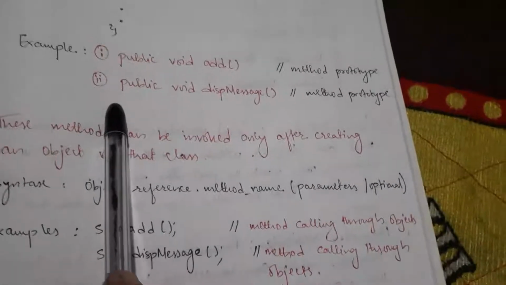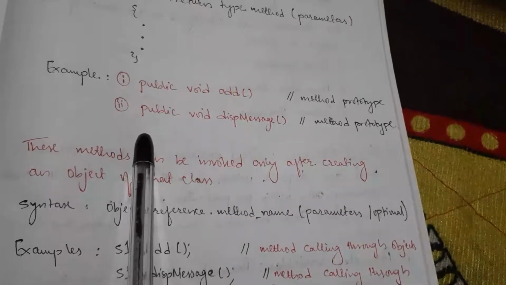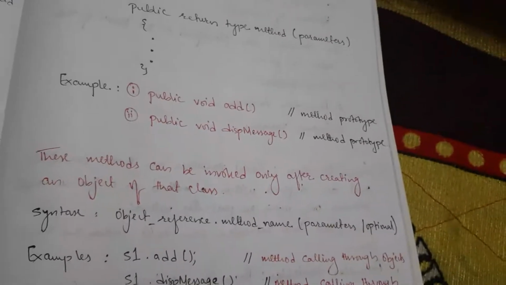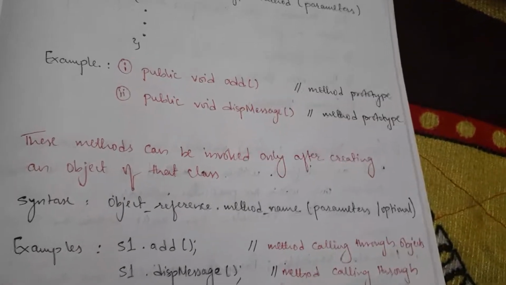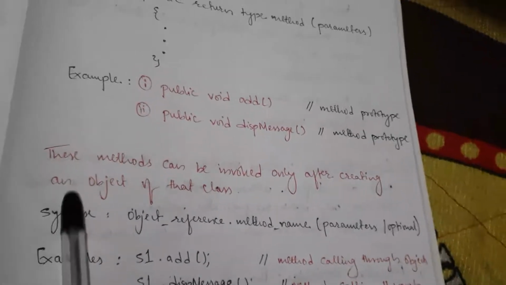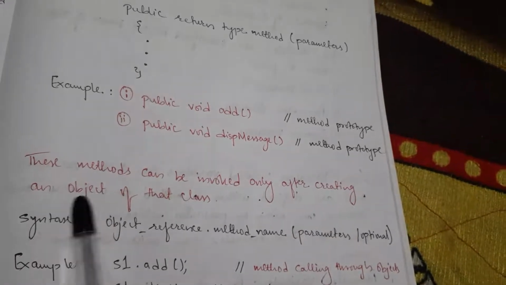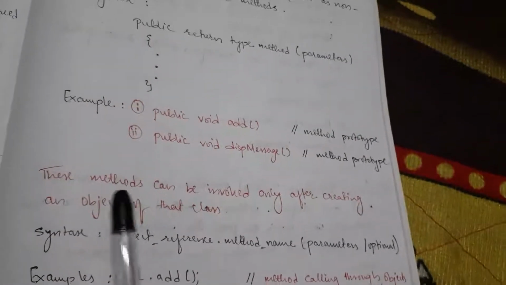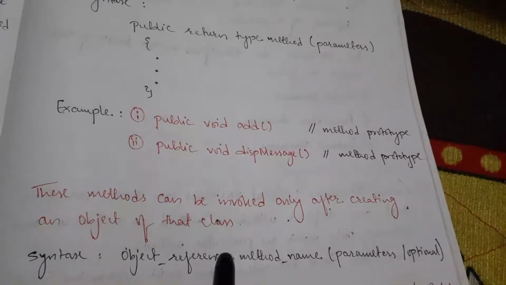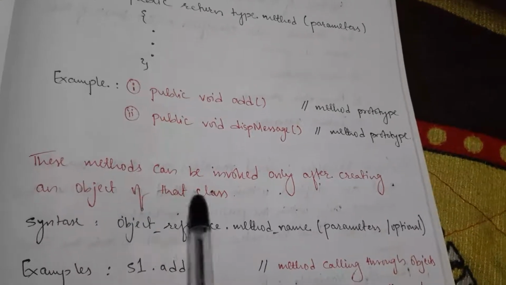Now for the non-static method, what we have to do usually is create the object for the particular method, and we have to invoke the method also. All right, by creating the object we have to call the member or the methods. Okay, now these methods can be invoked only after creating an object of that class. That means the second kind of method, the user defined method, which is called the non-static method, we can use inside the programming after creating an object of that class only.